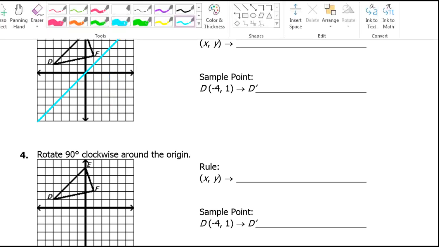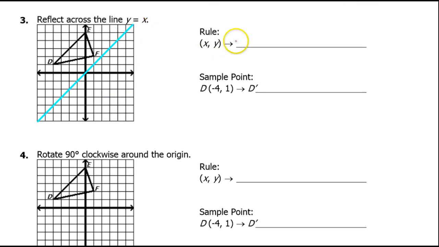However, I do think it is easiest to actually use the rule instead of trying to do the reflection diagonally. So the rule for a reflection over the line y equals x is y comma x. And it really matches the equation y equals x. If I say y equals x, see how I have the y and the x? So it really tells you how to write the rule.